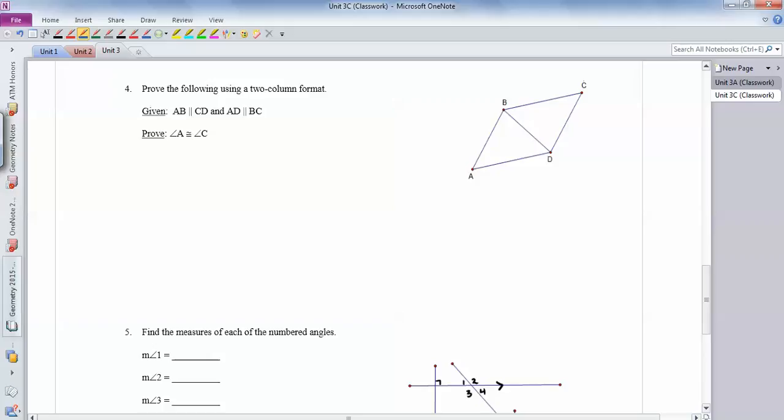Okay, I'm going to do something to make our lives a little bit easier. We're going to end up referring to some angles, so I'm going to number them 1, 2, 3, 4. I'm not going to bother numbering 5 here and 6 there because I can just get away with calling this angle A and this one angle C. Okay, so let's take a look. AB is parallel to CD. Let's start with that.